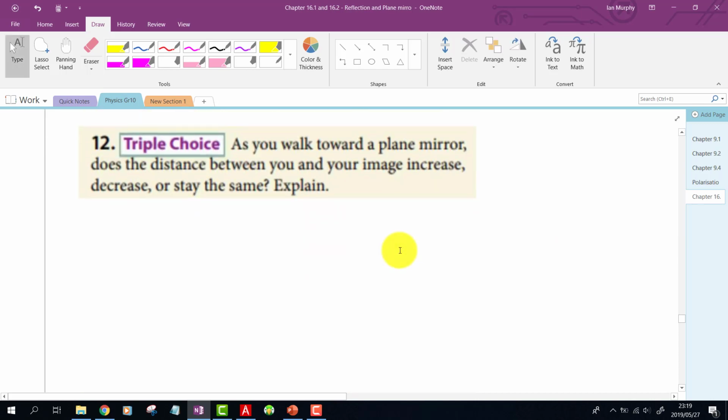Okay, question 12, triple choice. As you walk toward a plane mirror, does the distance between you and your image increase, decrease, or stay the same? Explain. Okay, so pause the video, try and answer that yourself.